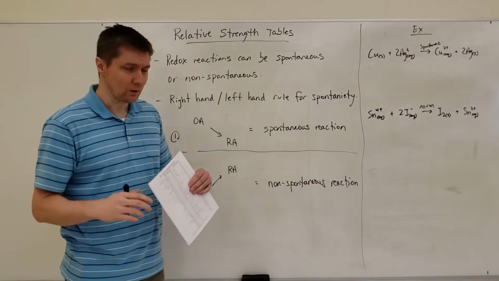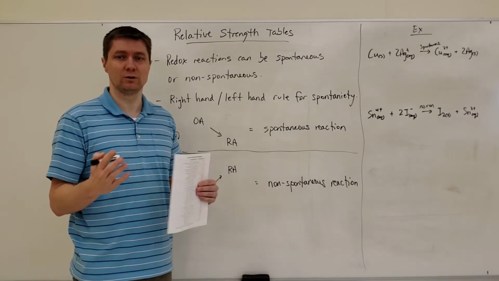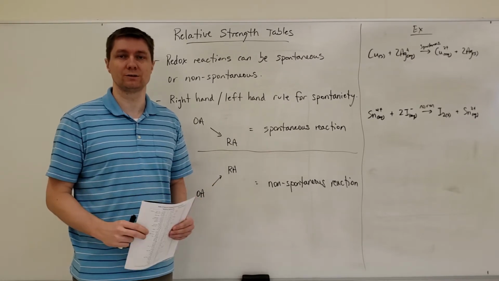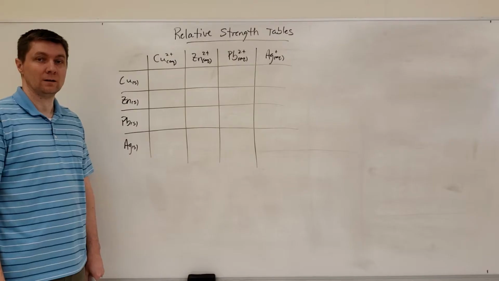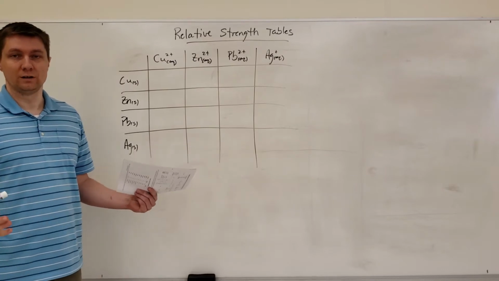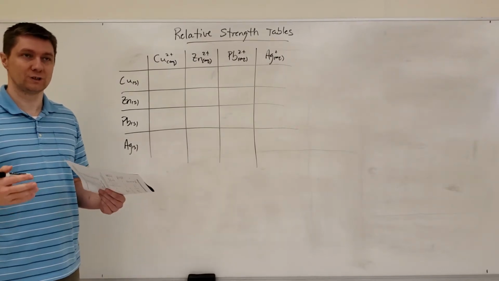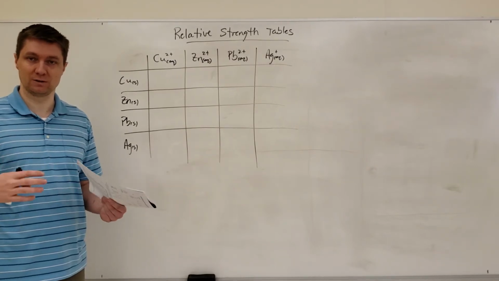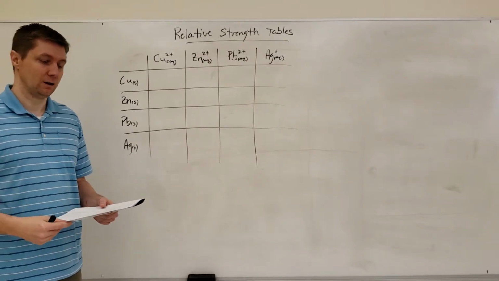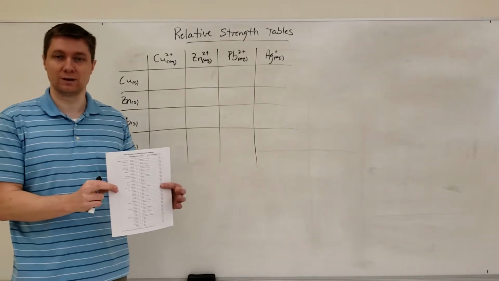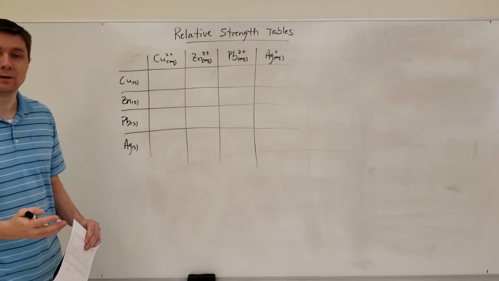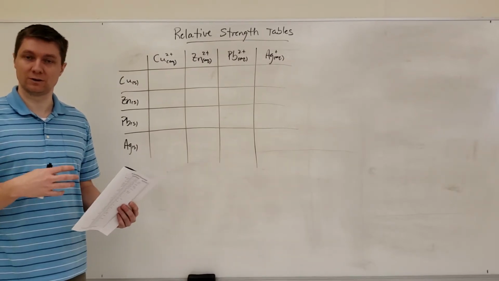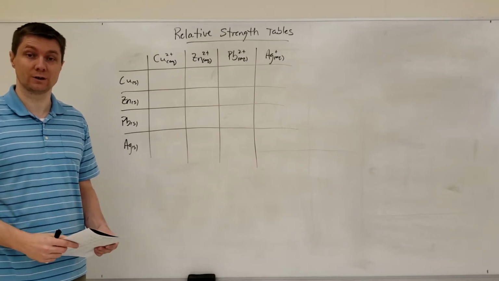So what we're going to jump into next is how we can use spontaneity to determine strengths of oxidizing agents and reducing agents. Here's what we call a relative strength table. It shows us reactions that occur between different substances as being either spontaneous or not spontaneous. And so we can use reduction half reaction tables to help us fill these charts out, letting us know whether a substance will react spontaneously or not spontaneously with another substance.